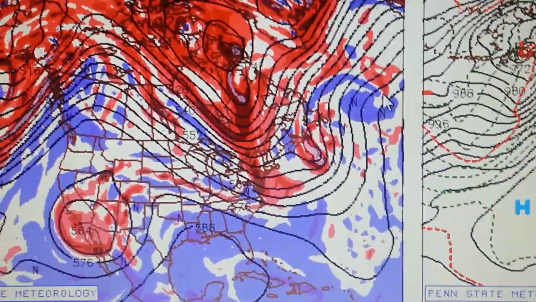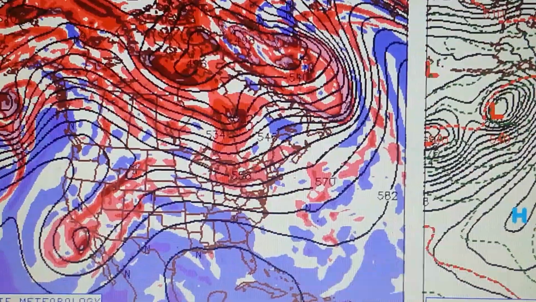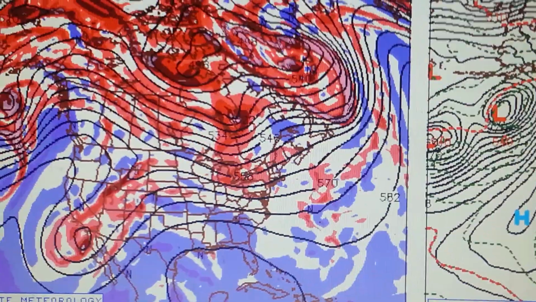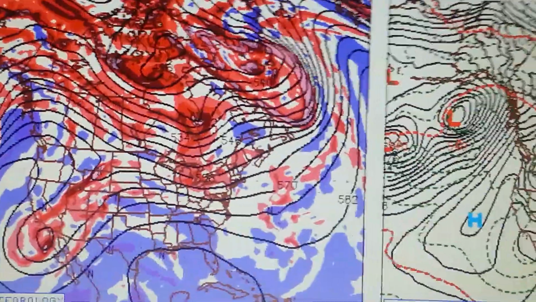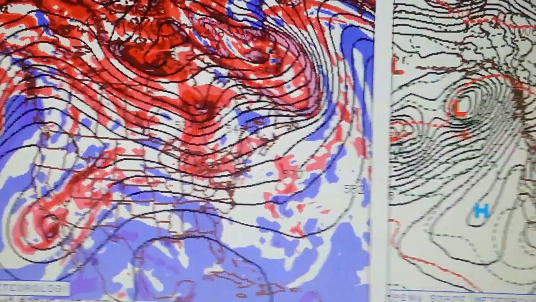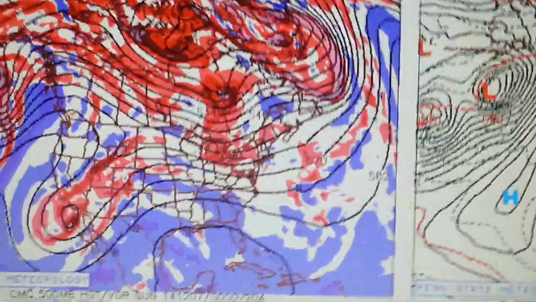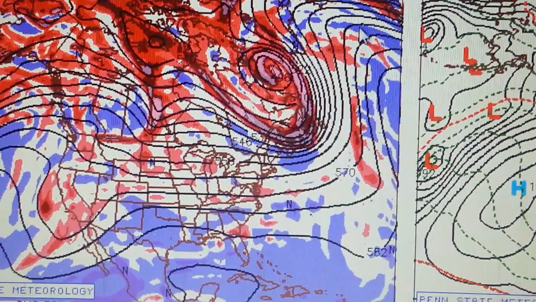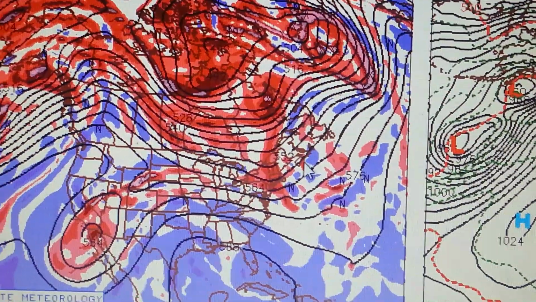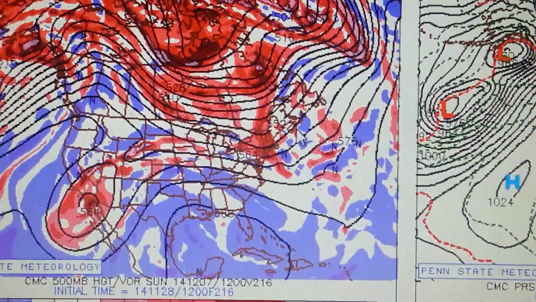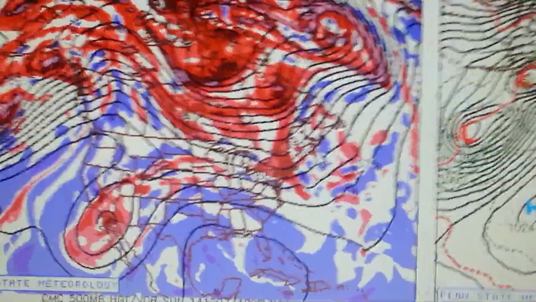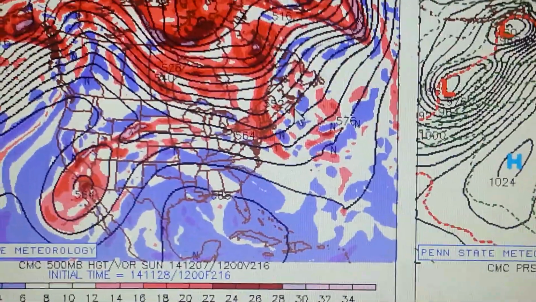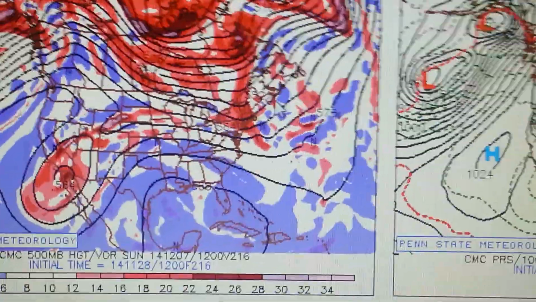Haven't really looked at that yet, so I'm going to focus on the first trough. The key here is, when does this move through? What I'm going to say about this trough is there's going to be a chance of rain sometime between Friday and Saturday with this shortwave trough moving through. I'm not sure which day it's going to be based on the models. We have to get closer, but there will be a chance of rain Friday into Saturday.